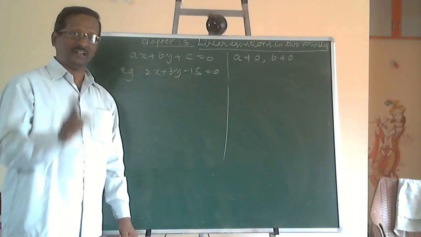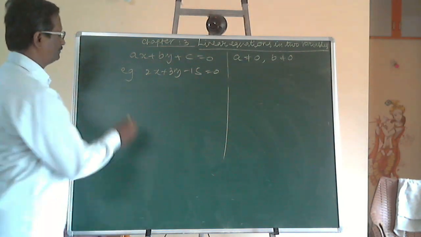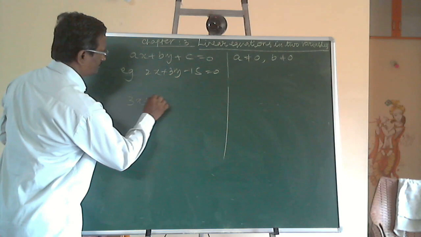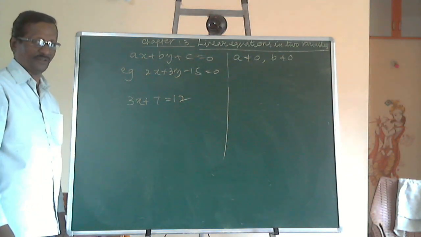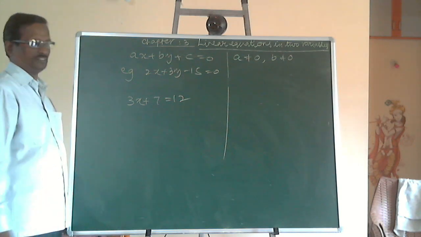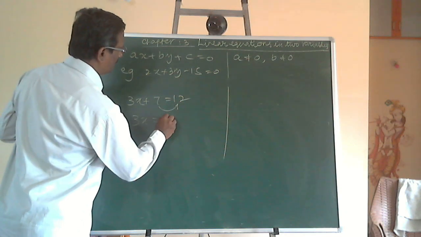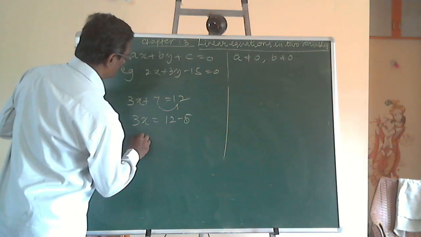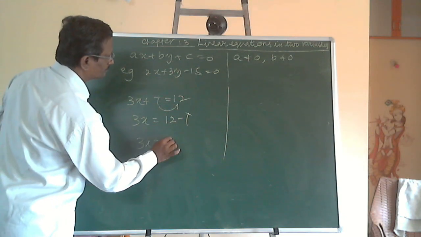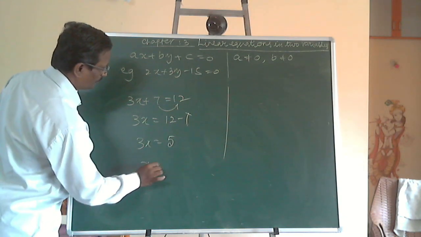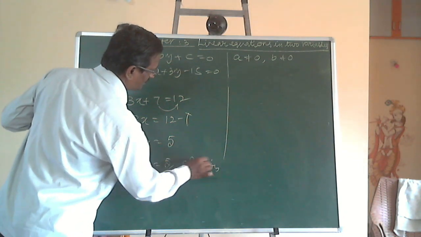A linear equation in one variable: let us start from the known and we will go to the unknown. Here 3x + 7 = 12 is an example of a linear equation in one variable. Suppose you try to solve this equation: 3x = 12 - 7, since 7 is shifted. 12 - 7 = 5, 3x = 5, x = 5/3 is called the solution of the equation.